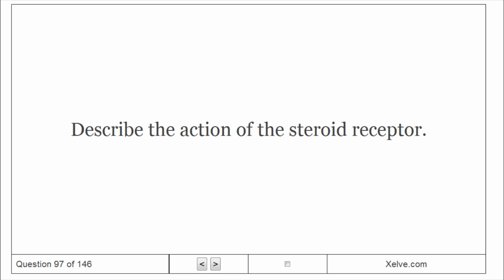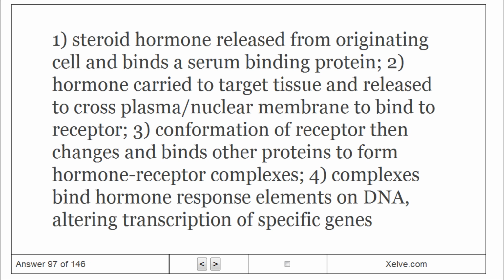Describe the action of the steroid receptor. One, steroid hormone is released from the originating cell and binds a serum-binding protein. Two, hormone is carried to target tissue and released to cross the plasma and nuclear membrane to bind to the receptor.